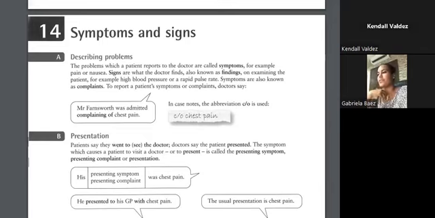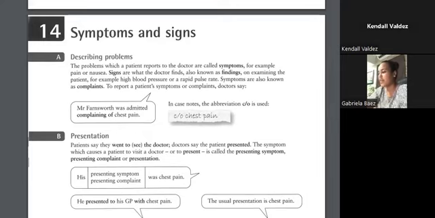Chapter 14, Symptoms and Signs. Describing problems. The problems which a patient reports to the doctor are called symptoms, for example, pain or nausea. Signs are what the doctor finds, also known as findings, on examining the patient, for example, high blood pressure or a rapid pulse rate. Symptoms are also known as complaints. To report a patient's symptoms or complaints, doctors say, Mr. Farnsworth was admitted complaining of chest pain.